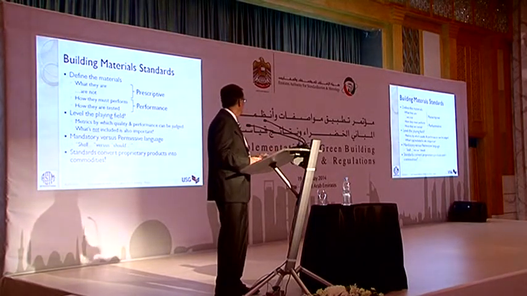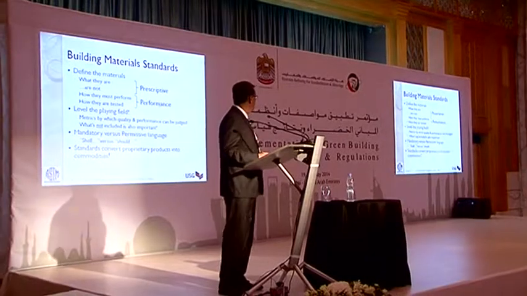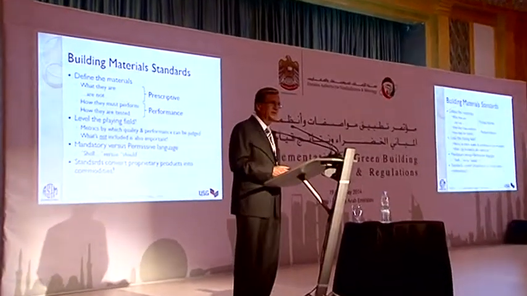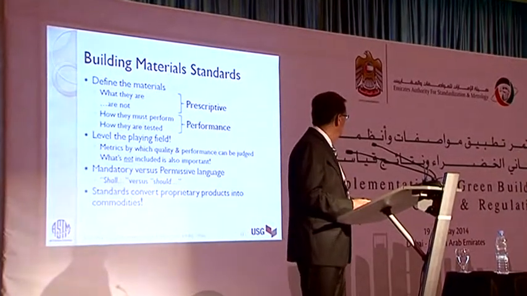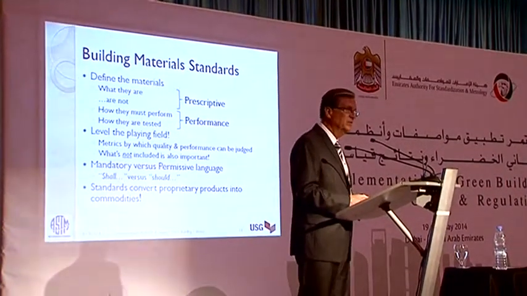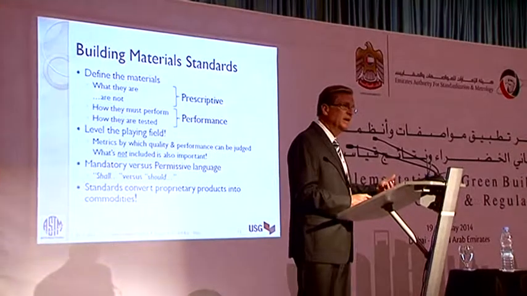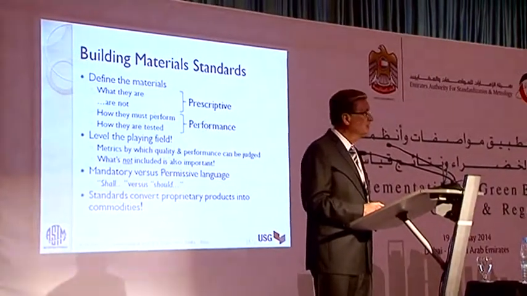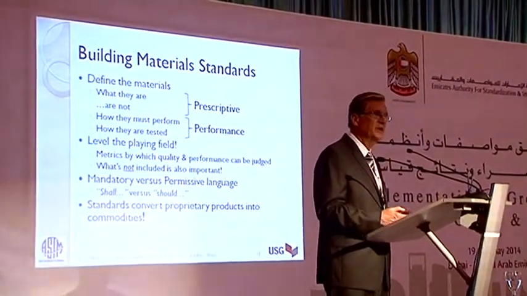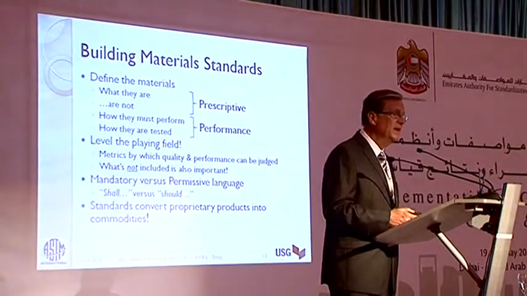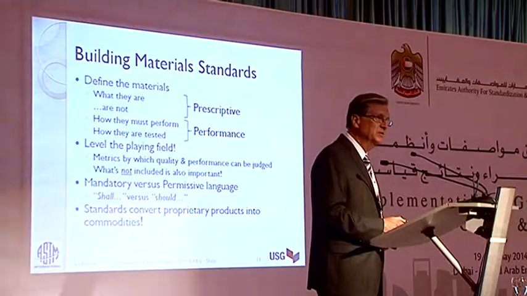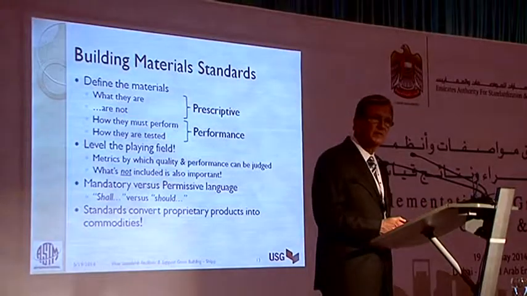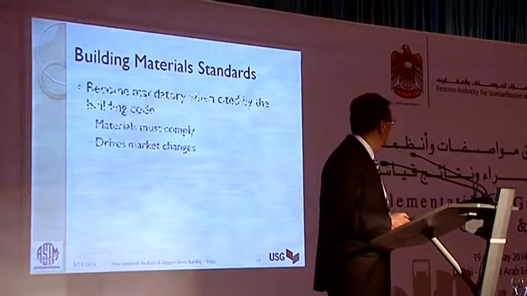Standards convert proprietary products also into commodities. So in that regard, oftentimes you'll find manufacturers will have aspects of their products that they don't want to include in standards. Again, a consensus standard process, which involves not only the manufacturers but also the users and the designers, is the best way to ensure that the standards that are produced actually cover all of the properties and performance aspects that are important.